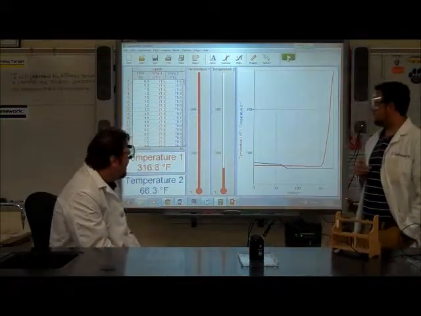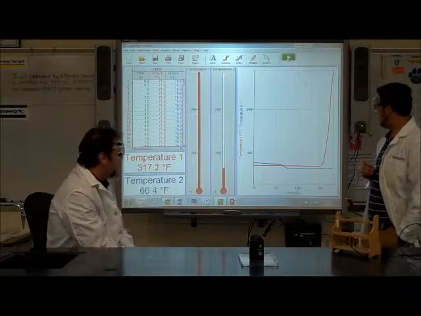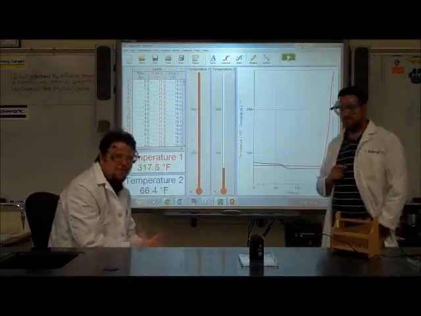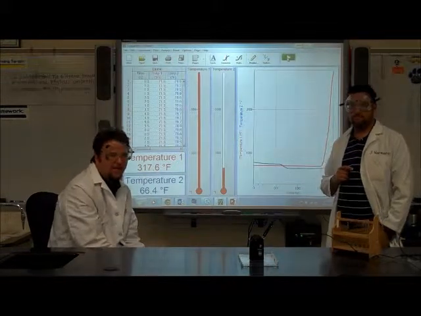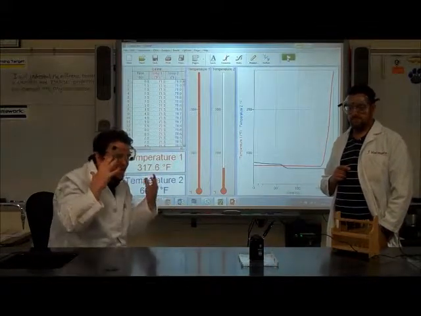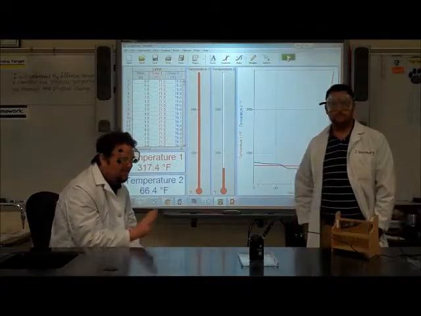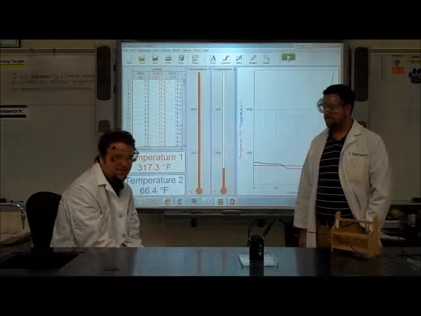So, definitely a chemical reaction here. It is exothermic. The amount of heat being released is tremendous, much more explosive, much easier to see than we saw with the baking soda and the vinegar. Definitely a very powerful chemical reaction going on here.